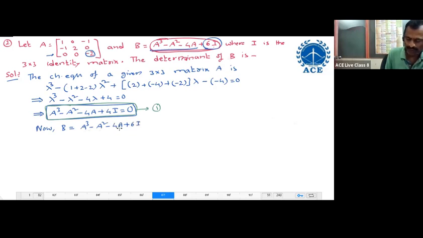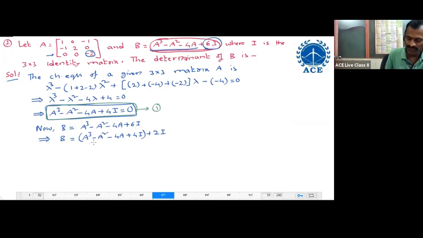The first three terms are the same as these three terms in equation 1. So we write this 6I as 4I plus 2I. B equals A cube minus A square minus 4A, and I'm writing this 6I as 4I plus 2I, and then separate this matrix.